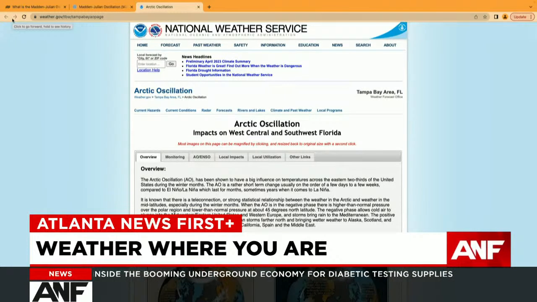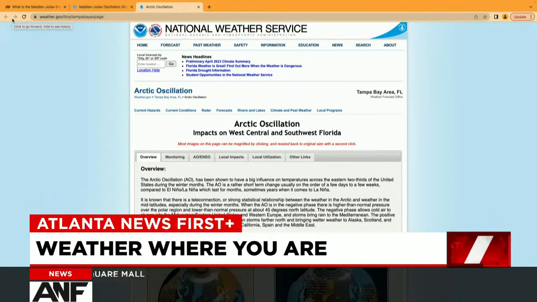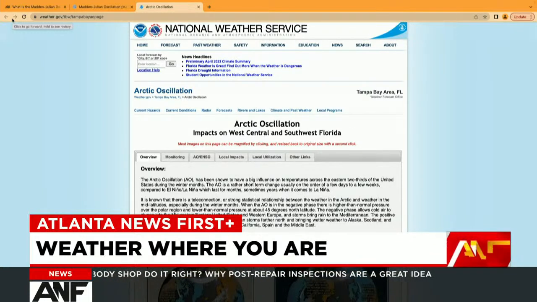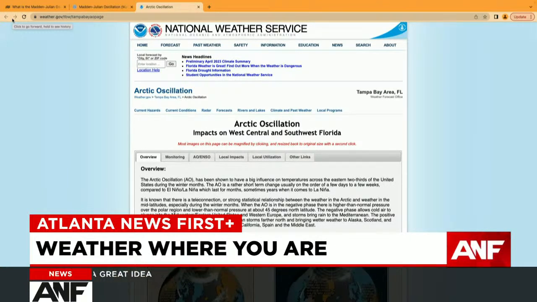The Arctic oscillation has a big influence on temperatures across the eastern two-thirds of the United States during the winter months. But this also can be used in the spring and in the fall as well. Basically, the Arctic oscillation tells you if it's going to be a warm period or a cold period coming up. It is really, really accurate, guys. It's basically the connection between the Arctic. When the Arctic oscillation is in negative phase, there's a higher than normal pressure over the polar region and a lower than normal pressure at about 45 degrees latitude.